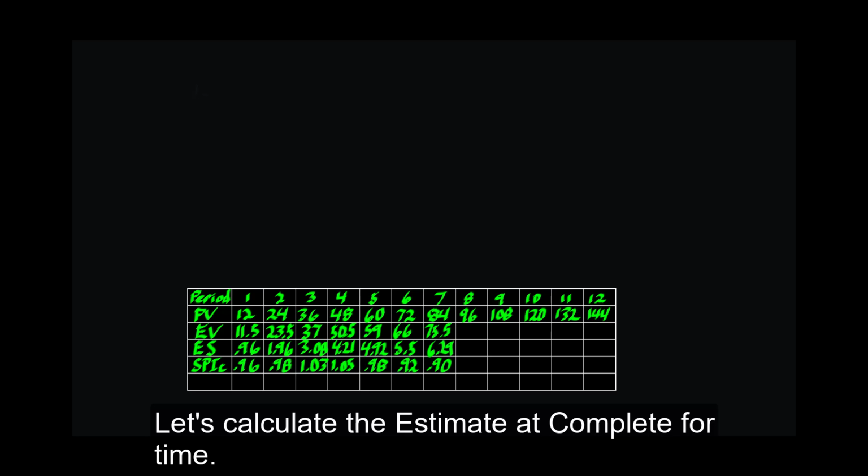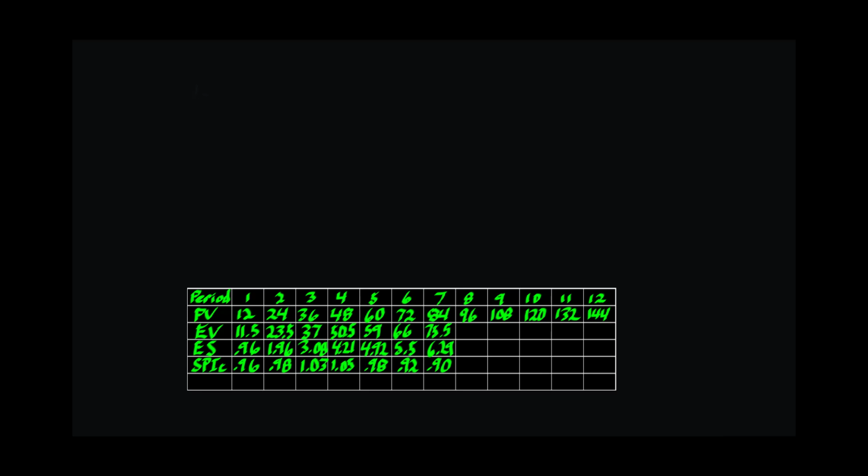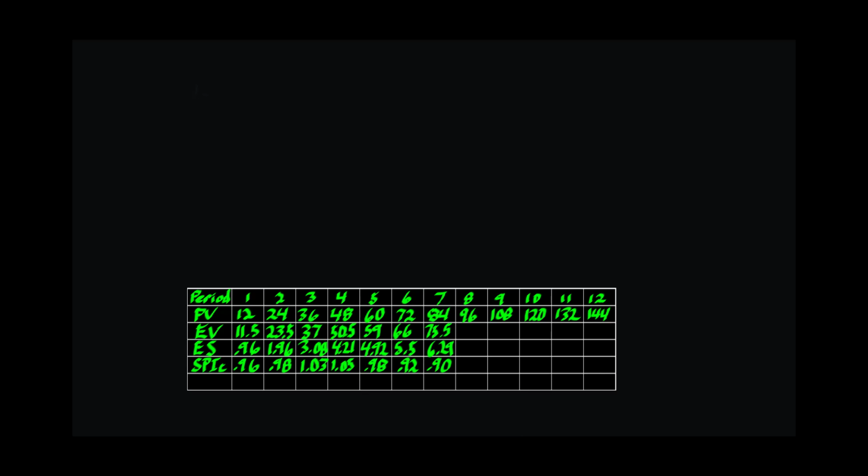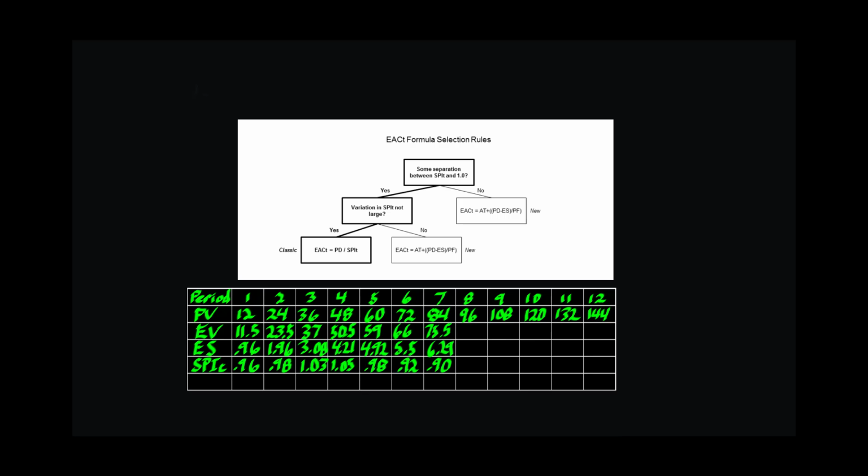Let's calculate the estimate at complete for time. To do so, you first have to choose the best formula for the estimate. Here are the selection rules. The rules use the Schedule Performance Index for time. Is there some separation between the values of the Schedule Performance Index for time and the nominal value of 1.0? Here, it seems that that's true, yes.